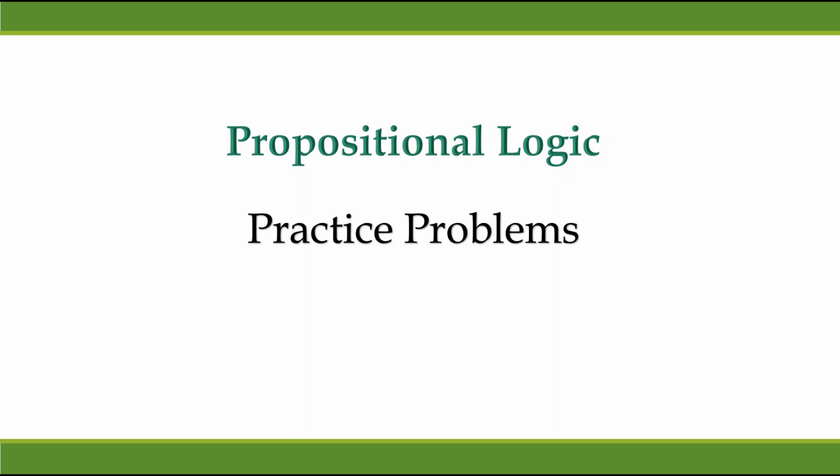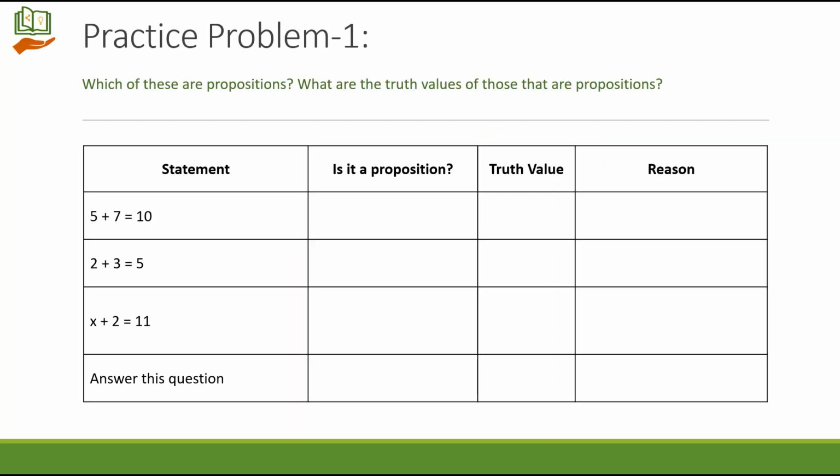Let's get into the practice problems of propositional logic. Which of these are propositions? What are the truth values of those that are propositions? So there are three columns. We have to check whether it's a proposition or not. In case if it's a proposition, we have to write the truth value. And what about the reason? In case if it is not a proposition, we have to list the reason why it is not.